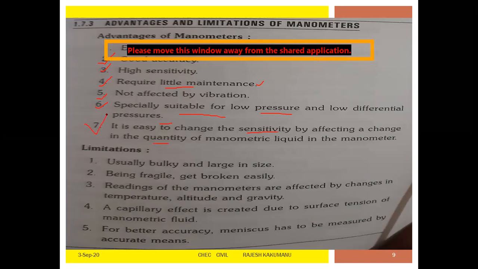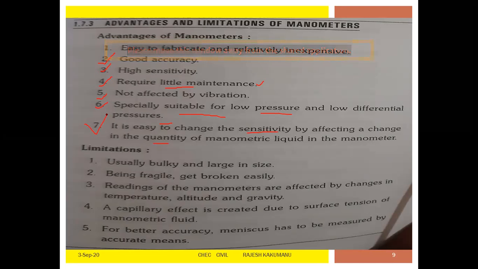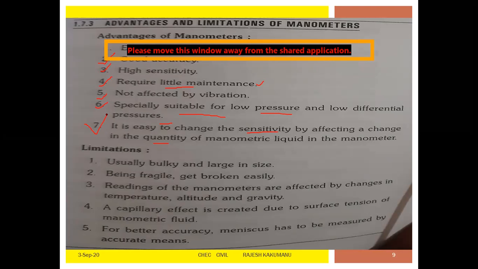U-tube manometer, inverted U-tube manometer, and two or three piezometers. Next, what are the limitations? Coming to the limitations, usually bulky and large in size. It is difficult for us to carry handily. It is generally bulky because the liquid should be stored inside the container. Next, being fragile, it gets broken easily. Fragile means a capacity or tendency to get broken, so items that have chances of breaking are called fragile items.